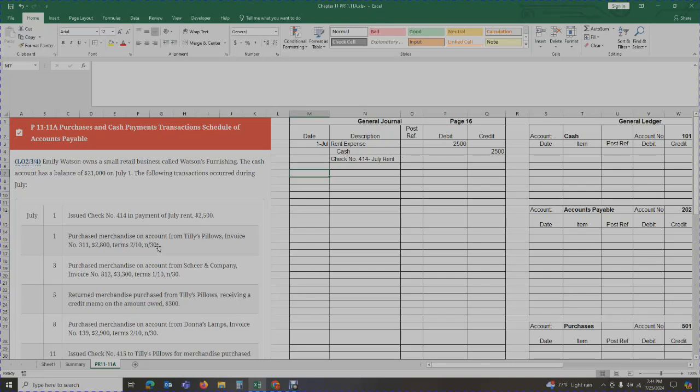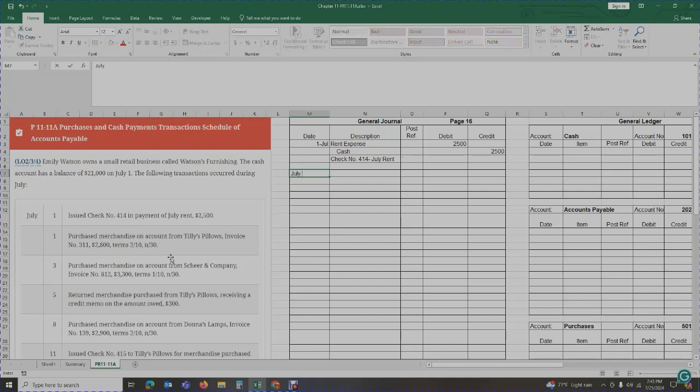So what does this mean? This means that we purchased merchandise from Tilly's Pillows, on account, which means we're going to pay them later. Now, Tilly's Pillows says if you pay me within 10 days, you get a 2% discount, okay? So we are incentivized to pay within the 10 days so we can get a 2% discount. If we don't take advantage of the discount, then the balance is due within 30 days, no discount given, okay? So let's record the purchase.